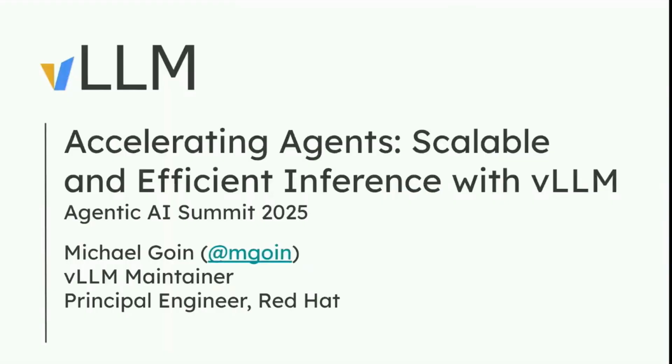I'm a principal engineer at Red Hat. I was previously an engineering lead at Neural Magic. We were acquired by Red Hat at the end of last year. We've been working on vLLM for over a year and a half now, particularly on a lot of the performance engineering and inference optimization parts. So I wanted to give this talk on what is vLLM, why is it important for LLM inference, what does it implement, and why is that important for agents?